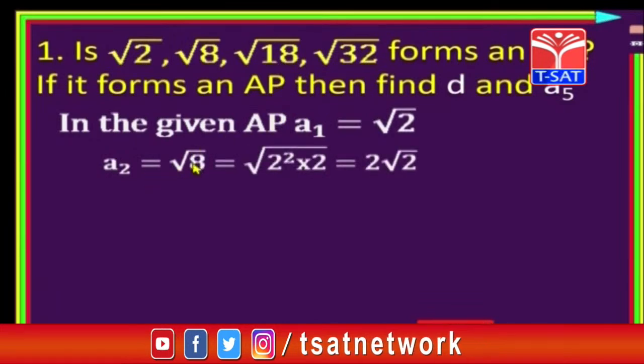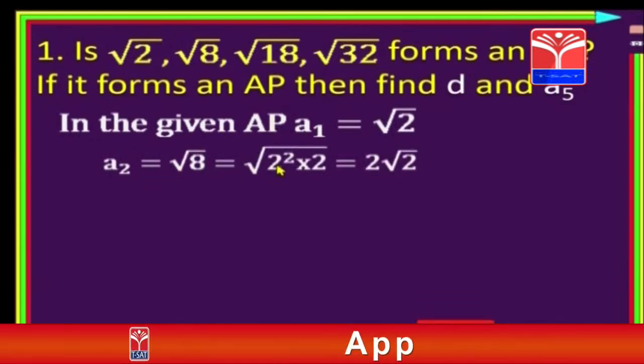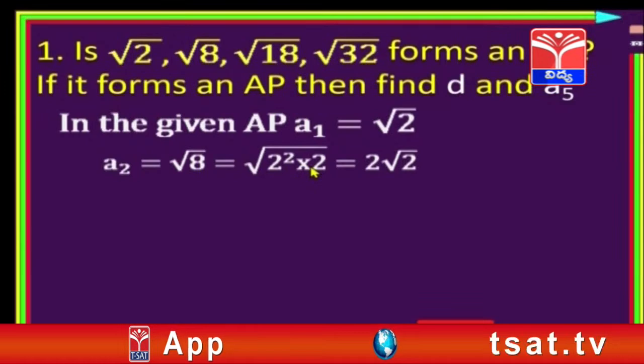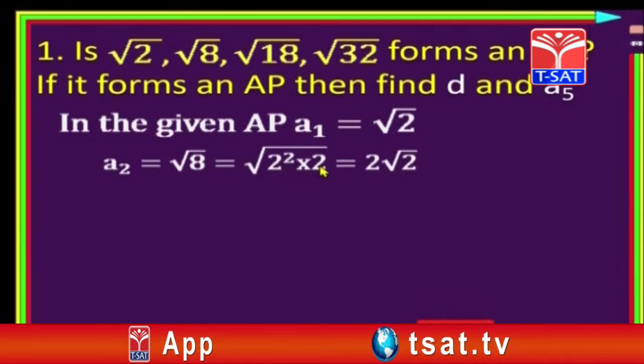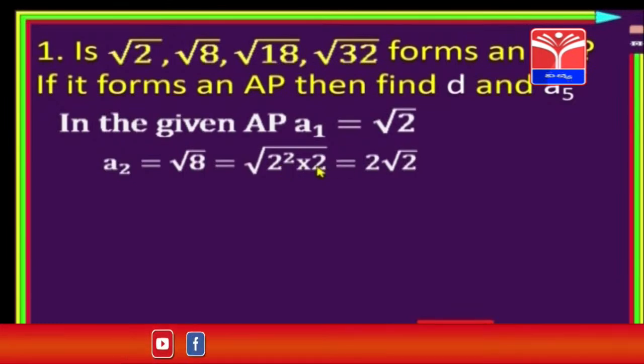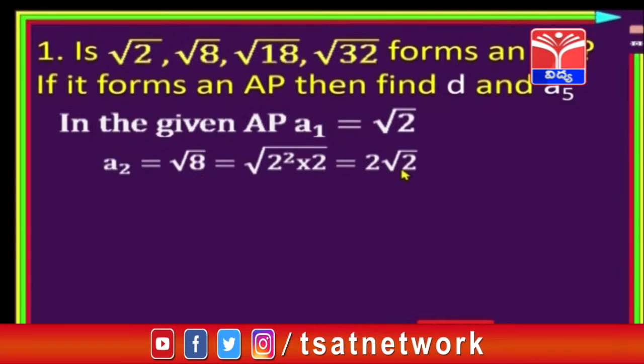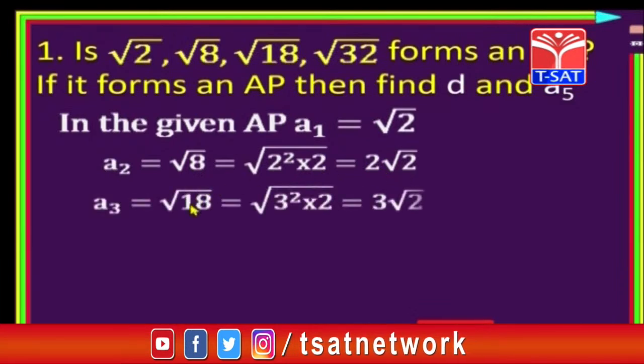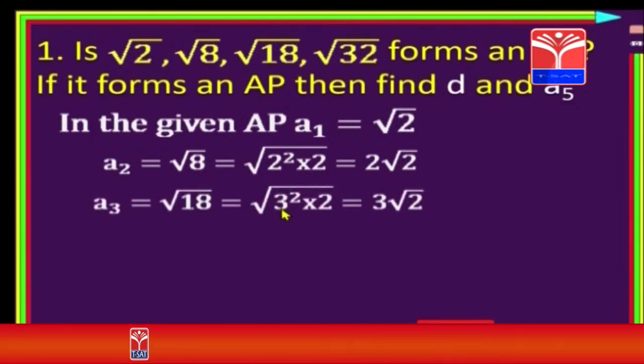That is root 8. 8 can be written as 2 square into 2. 2 into 2 into 2 is 8. 2 square into 2. What is the square root of 2 square? That is 2, and into root 2. So the value of root 8 is 2 root 2. Next, what is the value of root 18? Root 18 can be written as root 9 into 2. 9 can be written as 3 square into 2. So what is the square root of 3 square? 3 into square root of 2.